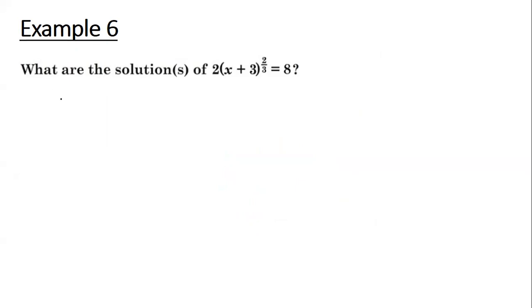On this one, I'm going to show you, if you don't want to work it as a fraction, you can also write it as a root. As a root, this would be 2, and your denominator is your radical. So it's the cube root of x plus 3 squared equals 8. Whichever way you feel comfortable solving it is up to you. They're both the same. It's going to end in the same.